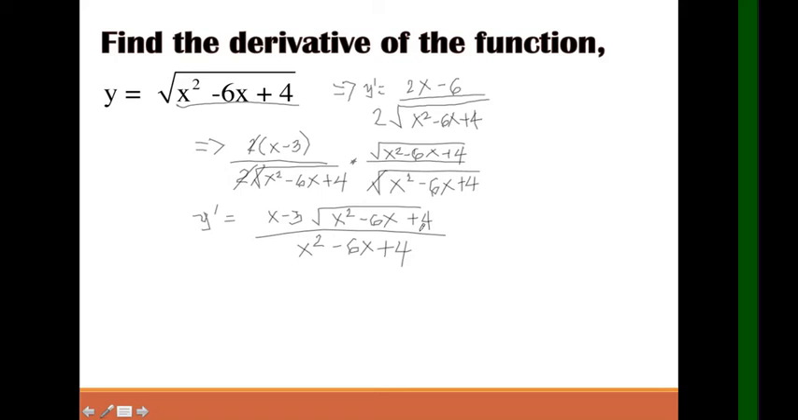I'm not sure kung meron pang answer. What do you think? Do you think meron pang answer dyan? So you can have them the final answer or the simplest form. It's up to you na kung meron pa kayo naiisip. But in my case, I think this is the last part for this portion. So, the derivative of y equals square root of x squared minus 6x plus 4 is equal to x minus 3 square root of x squared minus 6x plus 4 all over x squared minus 6x plus 4.